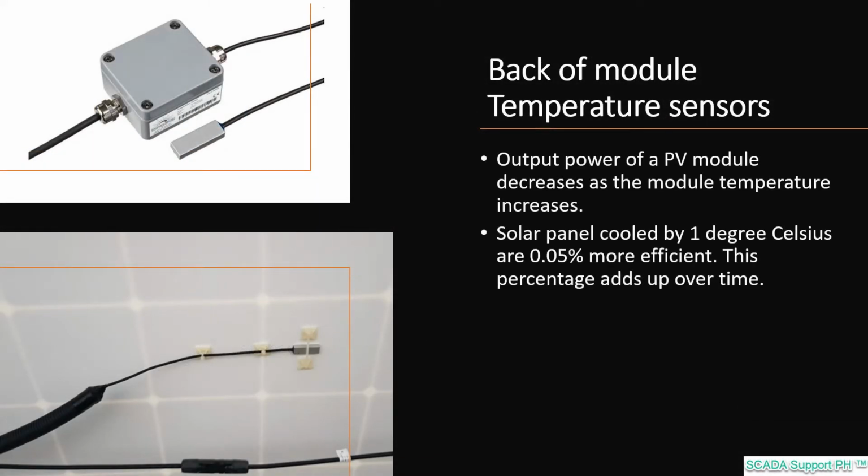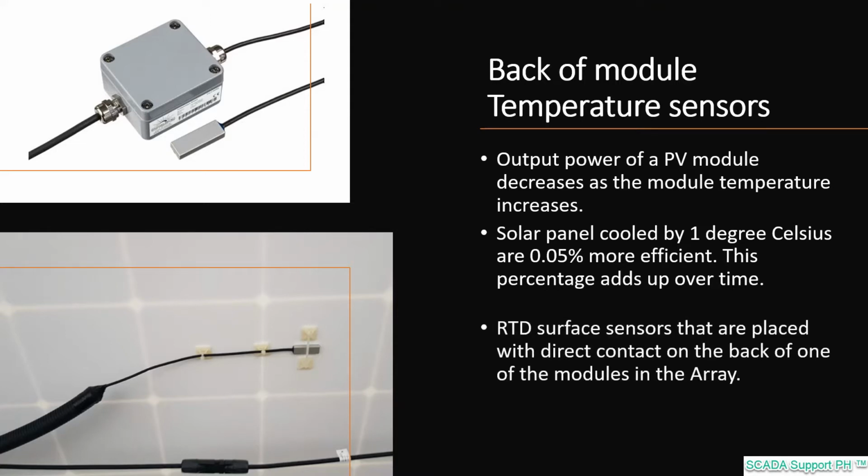Once again, the effect of temperature on solar cell performance is this. Cooler panels allow more energy to get through, like an electric current, than hot panels do. Solar panels cooled by 1 degree Celsius are 0.05% more efficient. This percentage adds up over time.